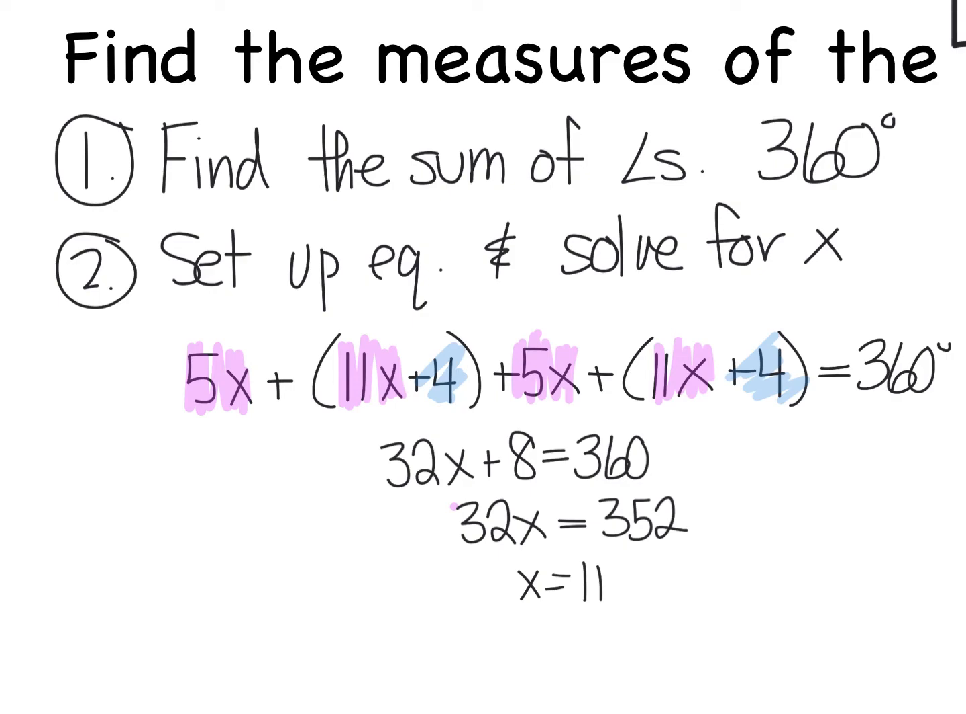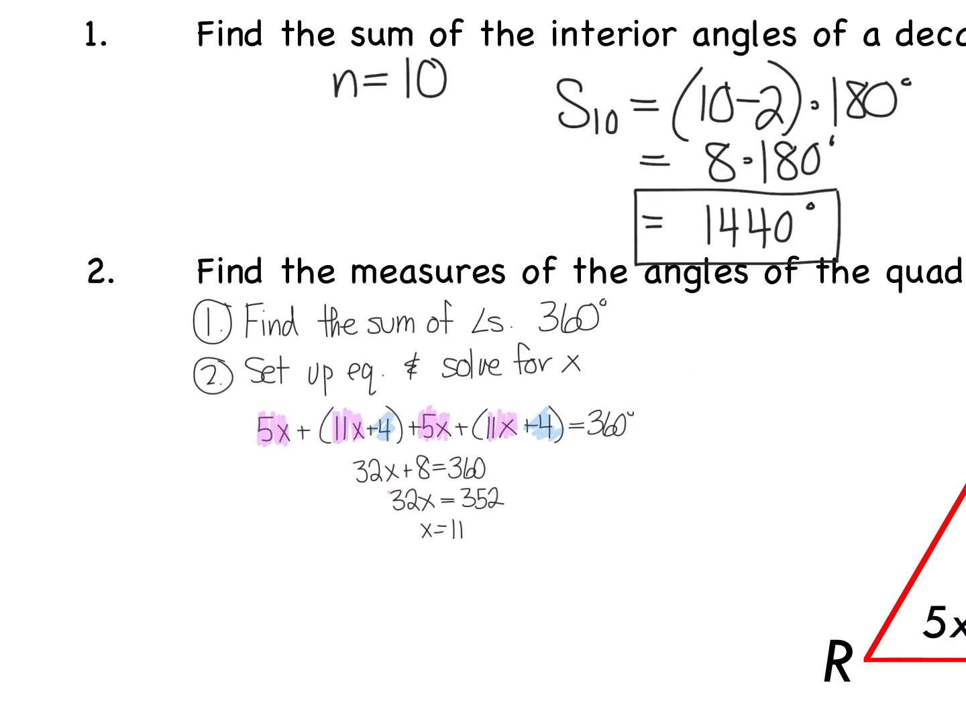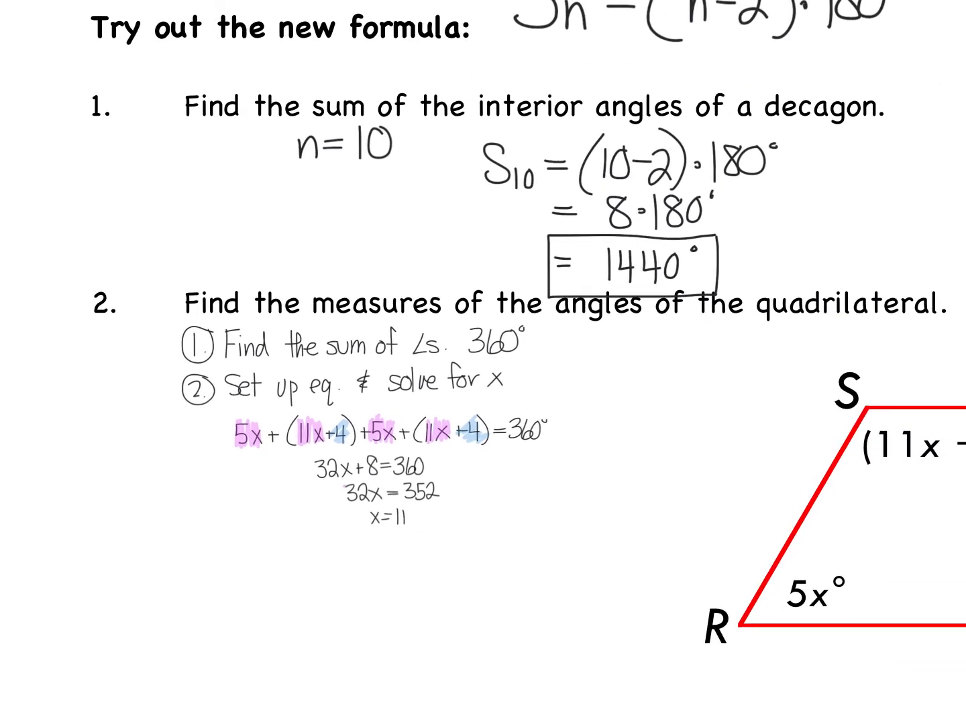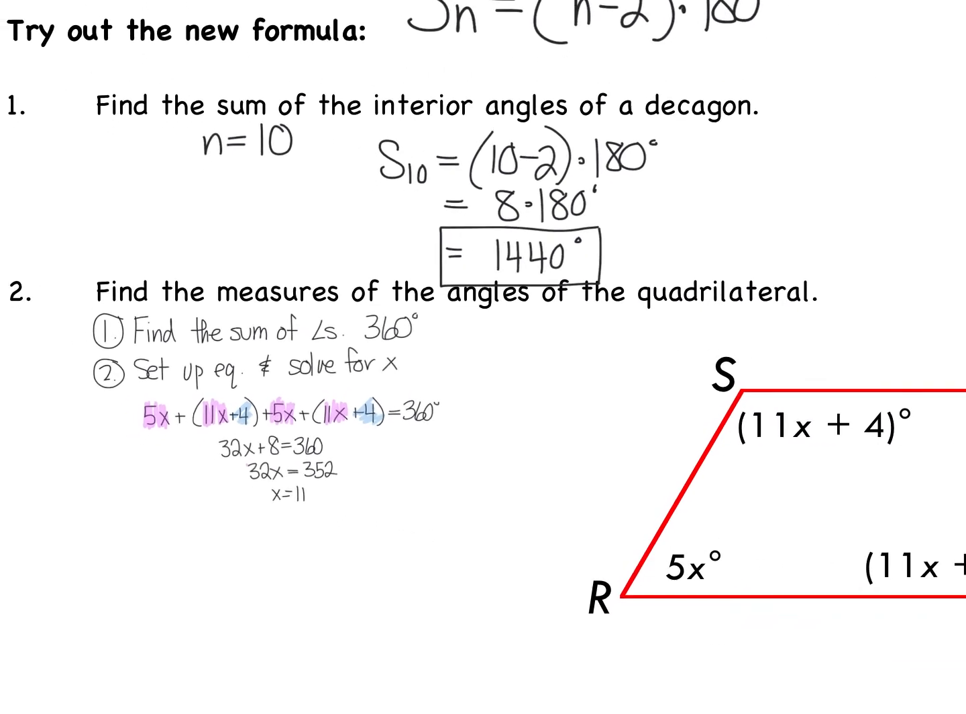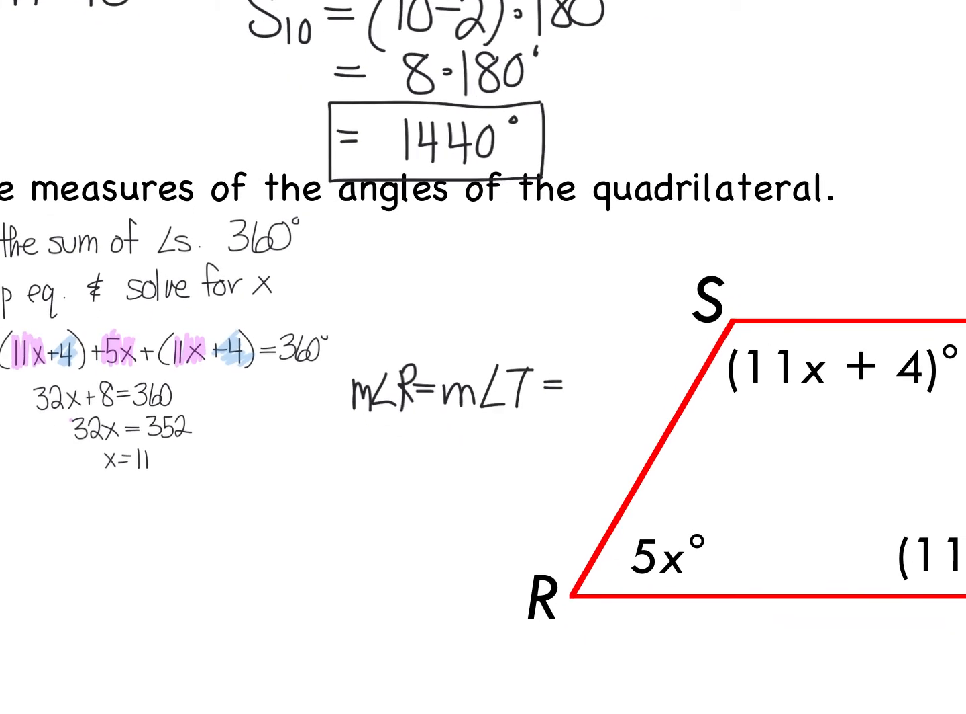Okay, that is not what the question wanted me to find. They told me to find the measures of the angles. I didn't waste your time. It's just that I needed to find x. So here, I know that the measure of angle R is going to equal the measure of angle T. And what's that going to be? 5 times 11. So this is 55 degrees, and so angle T would also be 55 degrees.